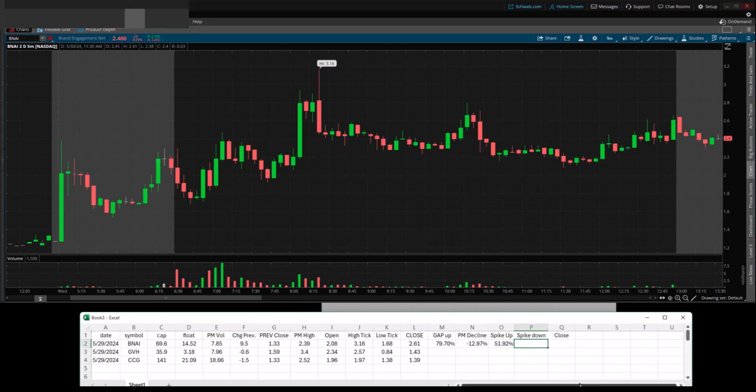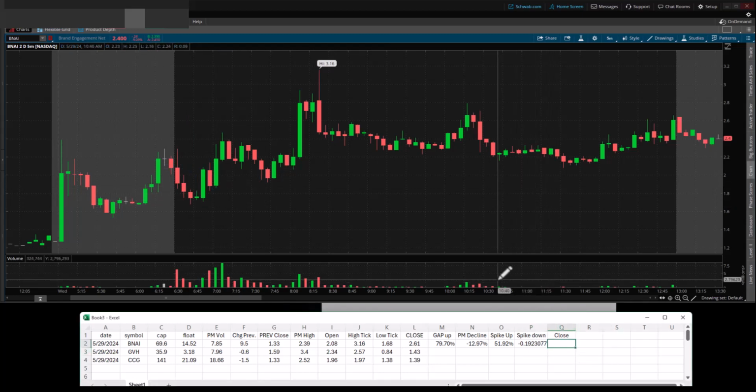Spike down equals the opening price minus the lowest tick divided by the opening price times the -1. I have a -19%. So from the opening price, spike down, -19, that's correct.